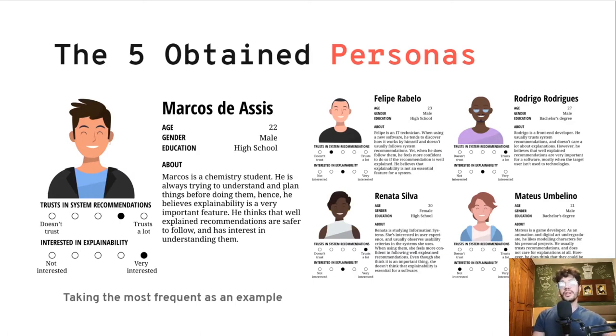When trusting system recommendations, he trusts it, where the first point is doesn't trust and the last one is trusts a lot. And interest in explainability, he is very interested, where the first point is not interested and the last point is very interested. And this text has been written for all the personas. On the about section, there are the affirmatives from positive and negative quadrants, which is, for example, when he thinks that well-explained recommendations are safer to follow. This is a positive quote for the quadrant of thanks.